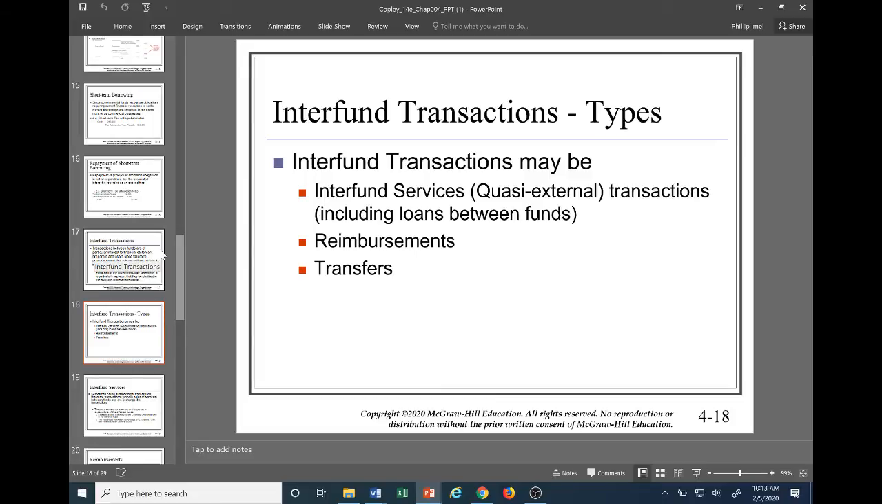So the types of interfund transactions. Interfund transactions may be interfund services, also known as quasi-external transactions, and these include both loans between funds and interfund services. Another type is going to be reimbursements, and then another type is going to be a transfer. So let's go ahead and get a little bit into what each of these are.